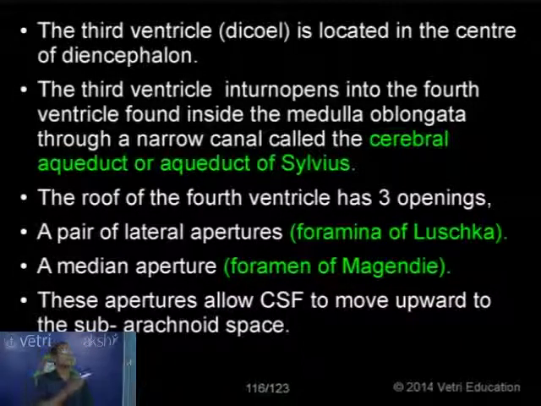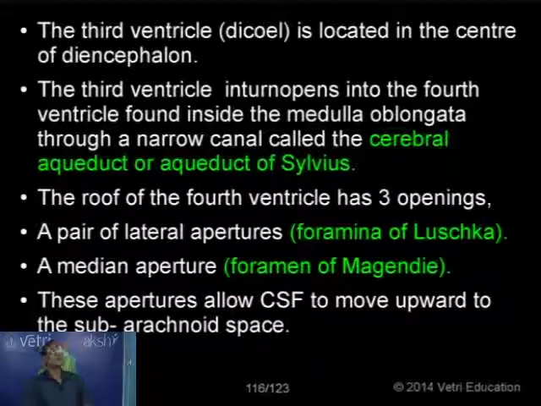This is called the diocoel. Now this third ventricle opens into the fourth ventricle by means of a duct, a narrow canal. This is called the aqueduct of Sylvius or cerebral aqueduct. So there is a duct, a passage connecting the third ventricle with the fourth ventricle, the one which is found in the medulla oblongata, by means of the cerebral aqueduct or aqueduct of Sylvius.